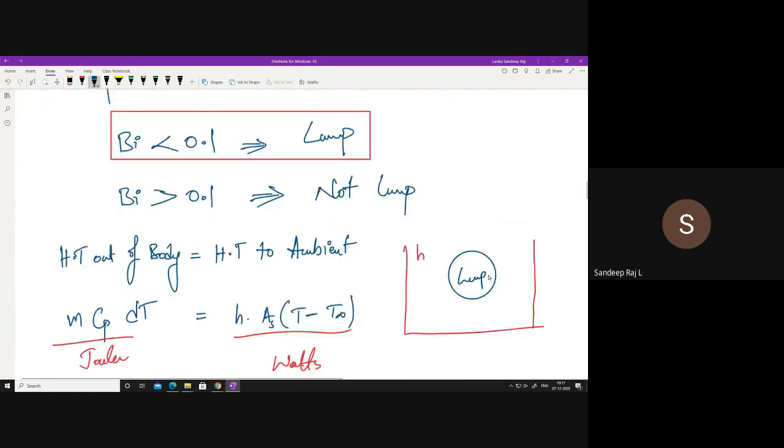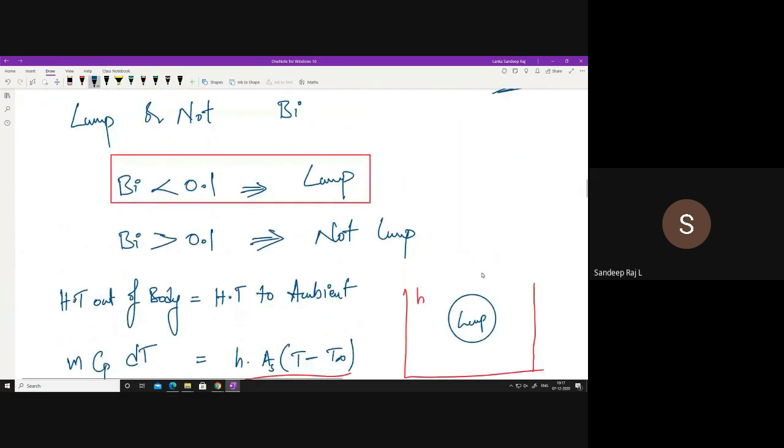If you want to find out whether the given case is lump or not, you have to calculate the Biot number first. Once you find the Biot number, you have to check whether it is less than 0.1 or not. If it is less than 0.1, you will call it lump. If it is greater than 0.1, you will not.